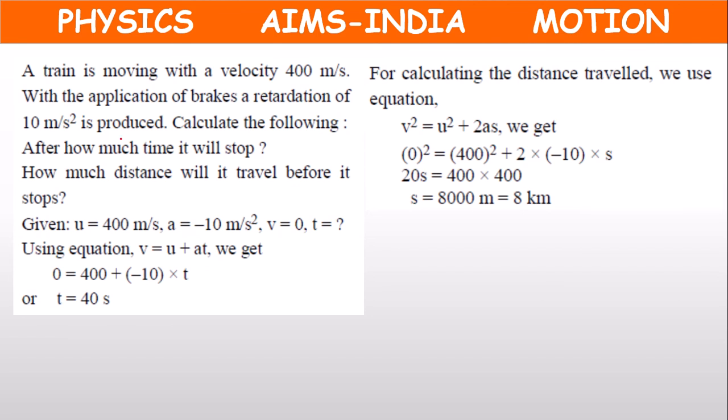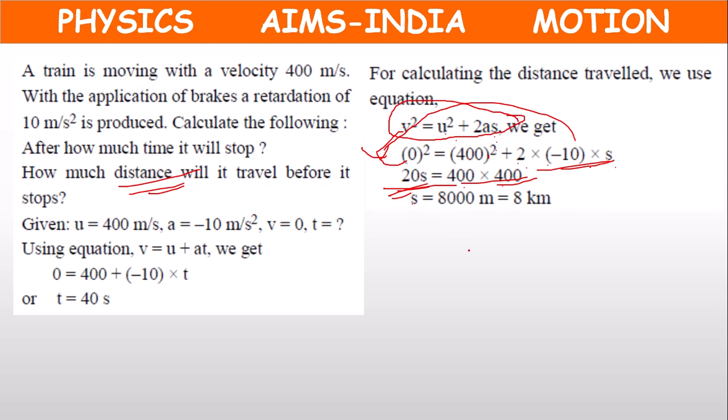Now we have to calculate distance. For that we have the formula V square equal to U square plus 2AS. V is 0, U is 400 whole square, plus 2 into minus 10 into S. 2 into minus 10 will become minus 20S. It will come to the right hand side and become plus 20S. Left hand side 20S, right hand side we have 400 square, which means 400 into 400.